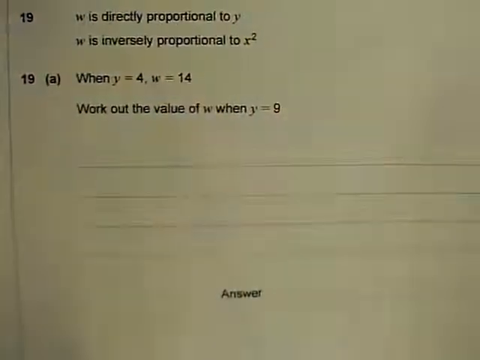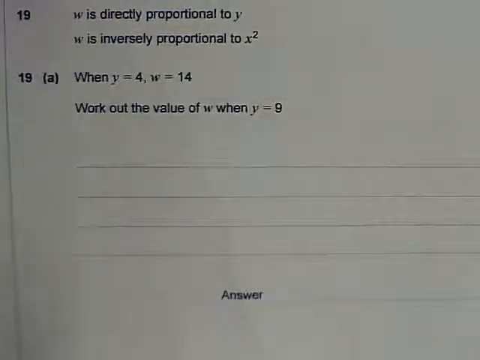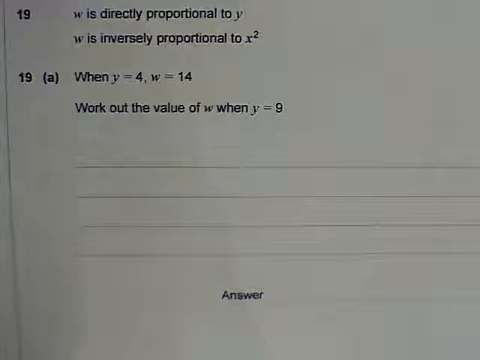Question 19 was about direct and inverse proportion. So we're told that W is directly proportional to Y and W is inversely proportional to X squared. The first question says when Y equals 4, W equals 14. Work out the value of W when Y equals 9.